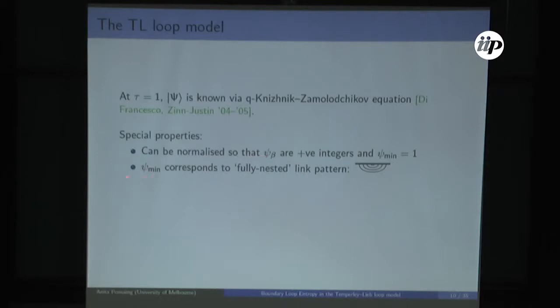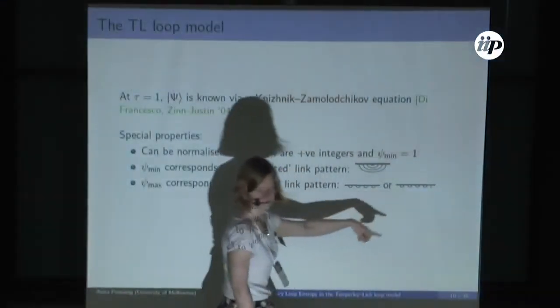So the smallest component of the eigenvector corresponds to this link pattern, which is known as the fully nested link pattern. And the largest component corresponds to the fully unnested link pattern, which means that in this stochastic process, this link pattern is the least likely, and this one is the most likely. So this second picture here is for an odd size system.